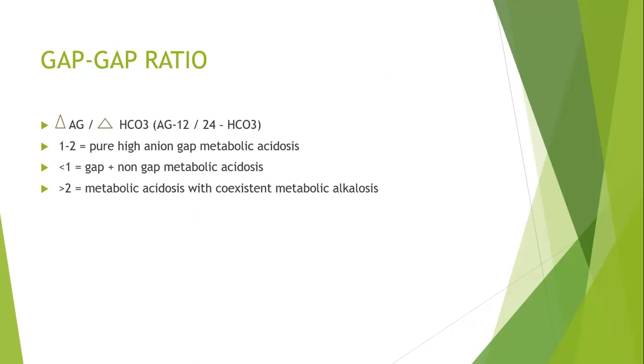Okay, so the gap ratio is calculated when we are suspecting more than one metabolic disorder, like metabolic acidosis with metabolic alkalosis, or gap and non-gap metabolic acidosis. It's basically the change in anion gap to change in bicarb ratio. If the ratio is 1 to 2, it's pure high anion gap metabolic acidosis. If it's less than 1, then it's gap plus non-gap metabolic acidosis. And if the ratio is more than 2, it's metabolic acidosis with coexistent metabolic alkalosis.